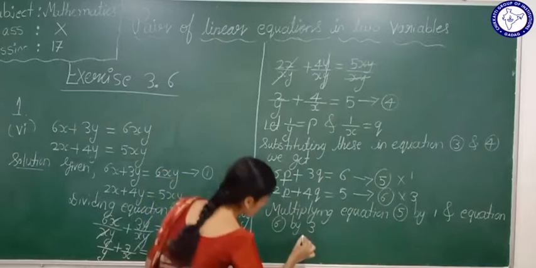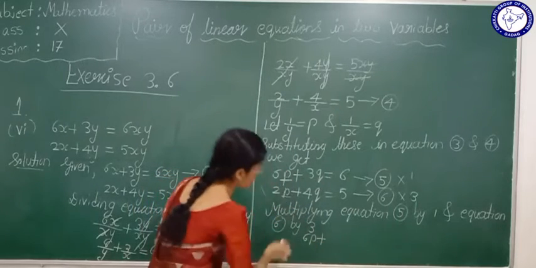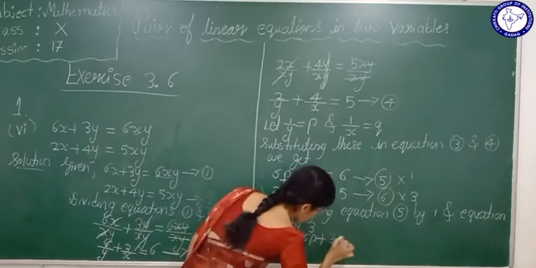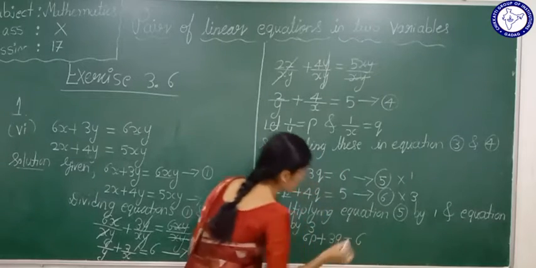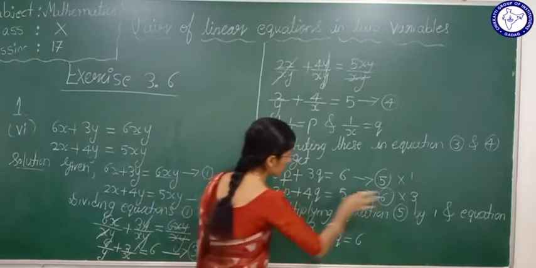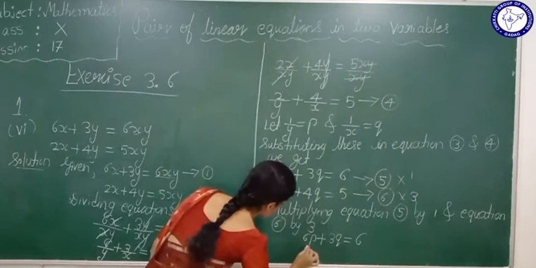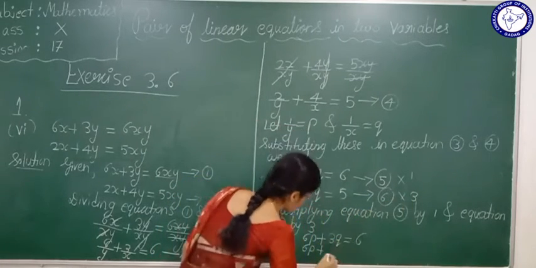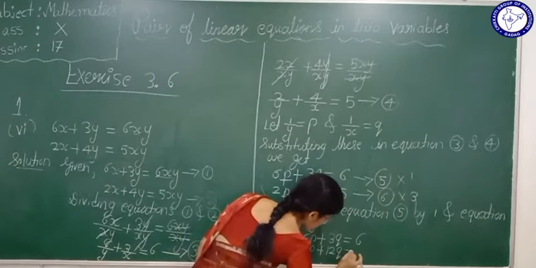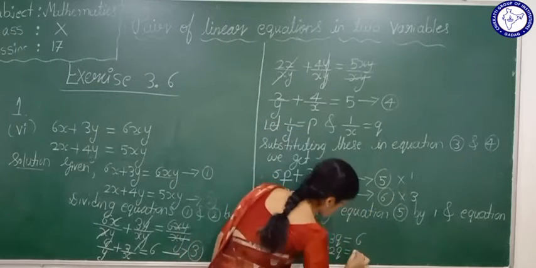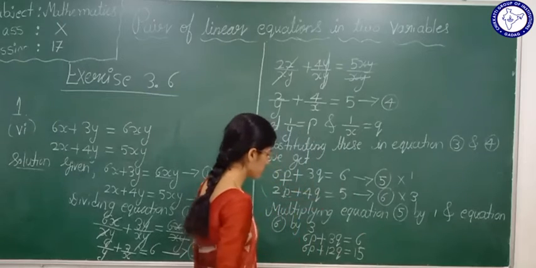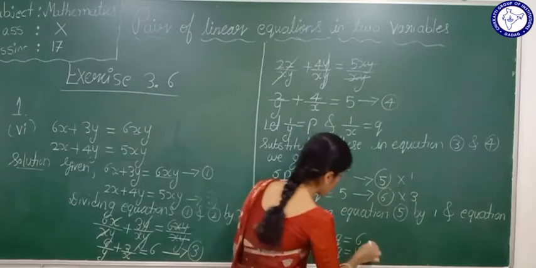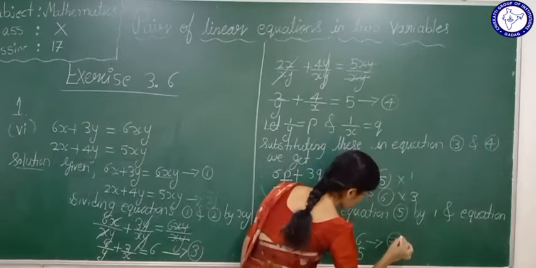6p into 1 is 6p, plus 3q into 1 is 3q, is equal to 6. Next, 2p into 3 is what? It is nothing but 6p, plus 4 into 3 is what, students? It is 12q. 5 3s is how much? 15. Okay. If you multiply, we got equation 7 and equation 8.